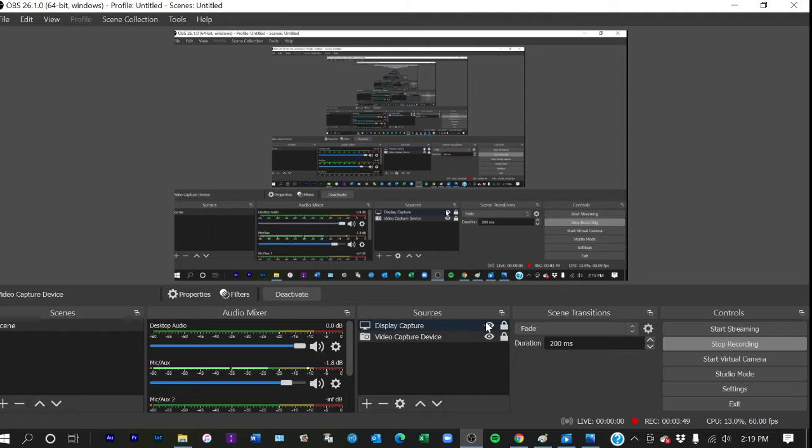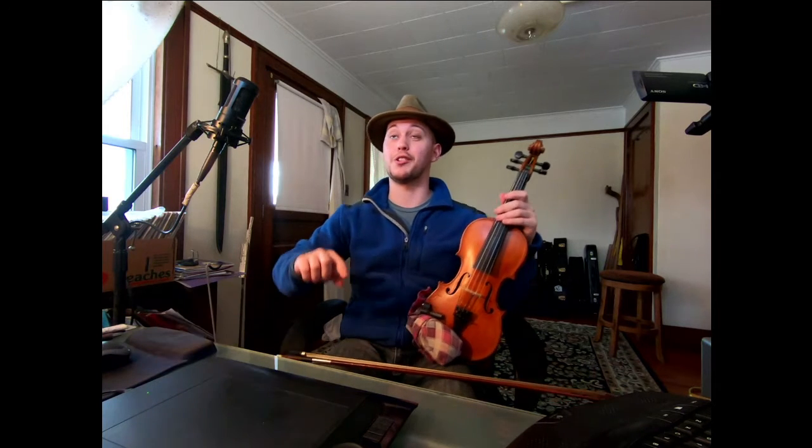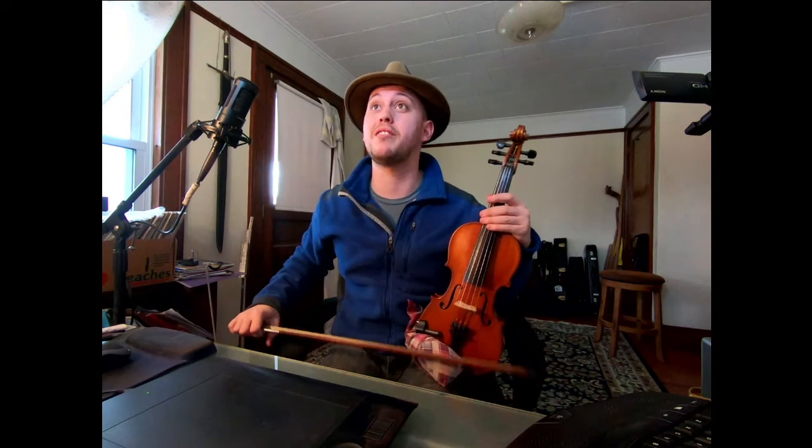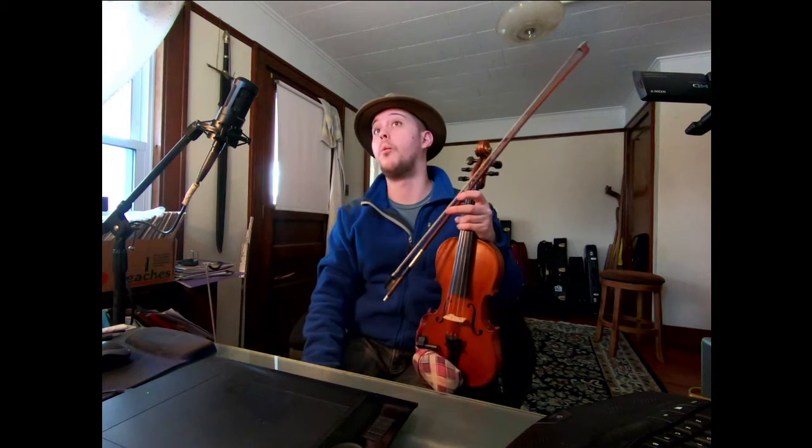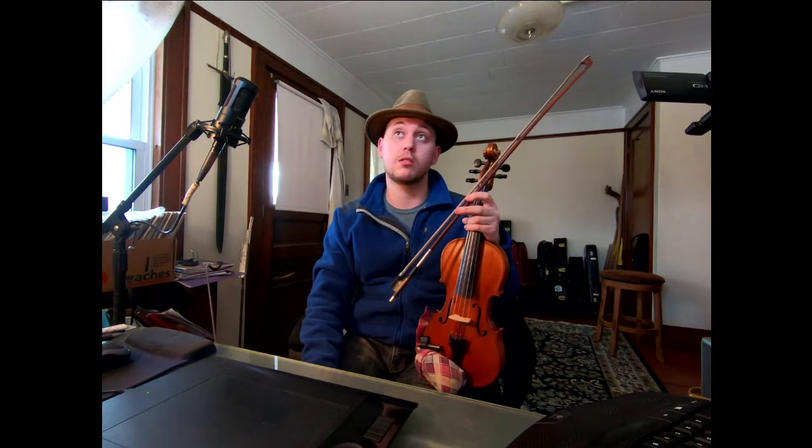So that's where its name comes in. It's one way around the circle. It's the circle of fifths, because you're moving in fifths. The other way around the circle, you're moving in fourths, so it's the circle of fourths.